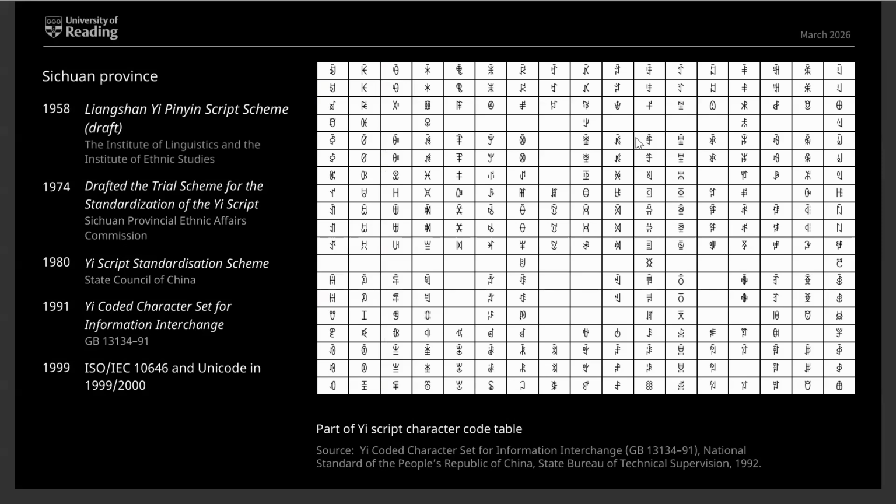After that, a new scheme was developed using more than 8,000 characters selected from the traditional script used in Sichuan. It first became a provincial standard, then a national standard, and later entered the international character encoding standard. This was a major achievement. But the success of one standard did not mean that it could automatically serve as a shared solution for all Yi writing traditions.